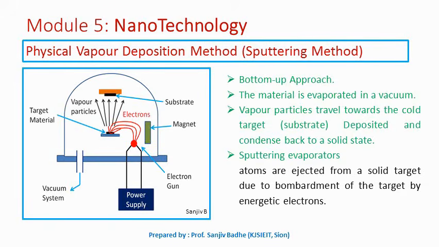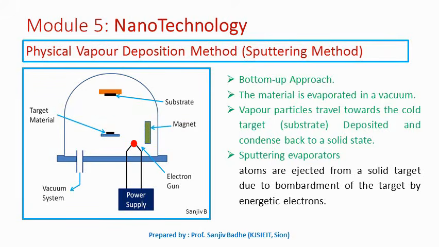Here we will bombard the target material with high speed electrons. So high speed electrons are produced with the help of electron gun. These high speed electrons are made to strike the target material. So the energy of these high speed electrons will be used to evaporate the materials now. So the atoms are ejected from the solid target due to bombardment of the target by energetic electrons. So electron gun will emit the electrons, and these electrons are directed towards the target material with the help of this magnet.